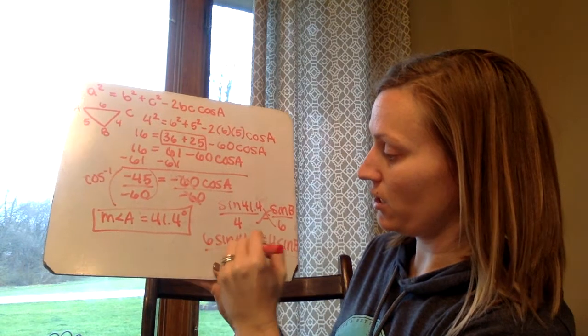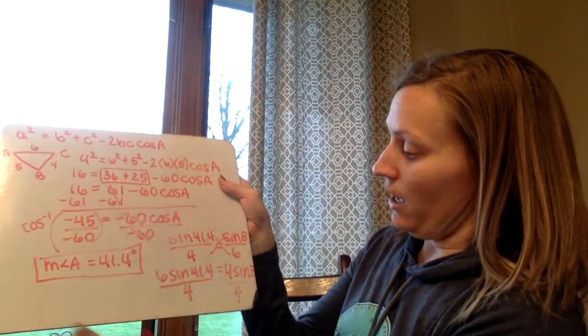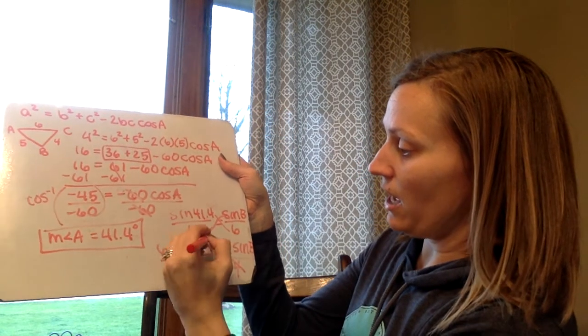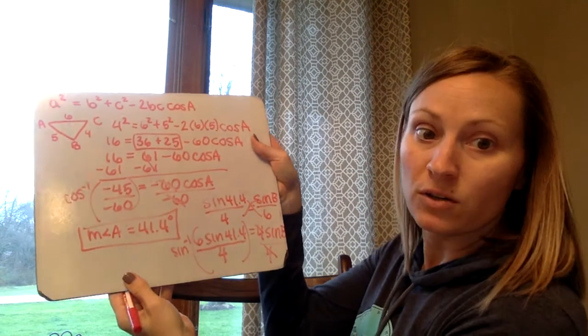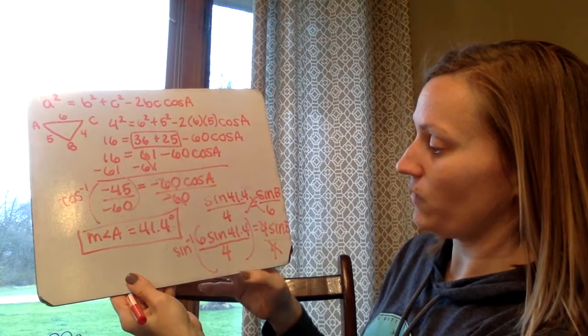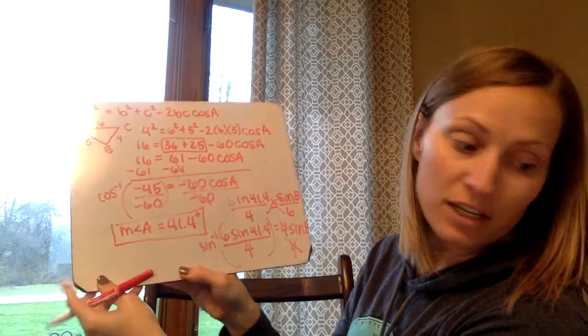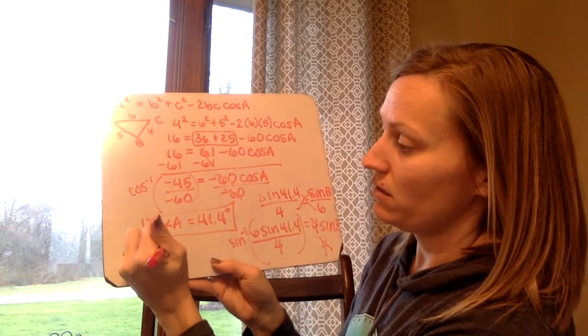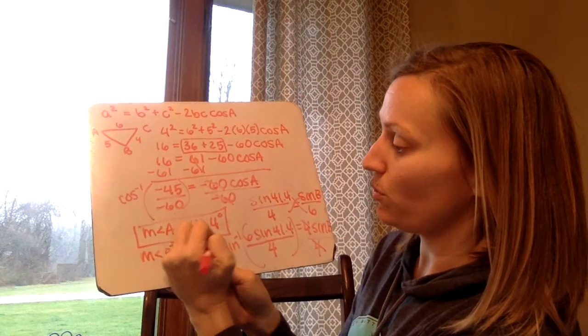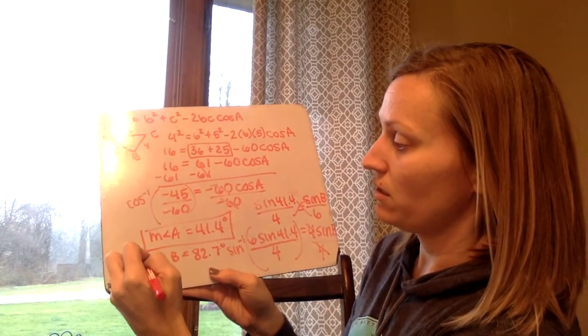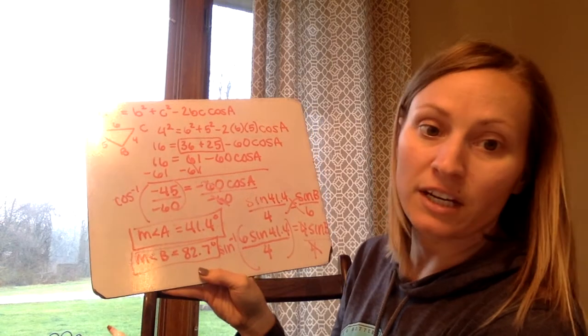Because we are finding an angle measure, and we're using law of sine now, we're going to do inverse sine. And when we do that, we find that our measure of angle B is 82.7 degrees, rounded to the nearest tenth.